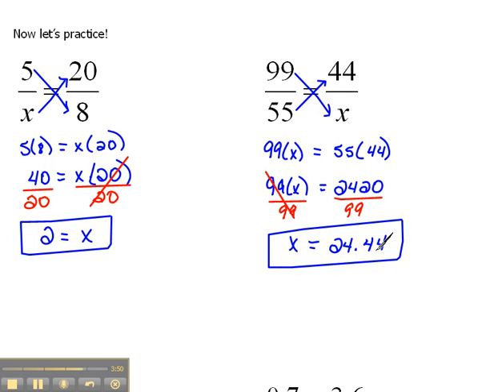Now there is no way that we would have been able to guess that we would have had to multiply 44 by that number in order to get 99. So this is where this cross product technique really helps us.